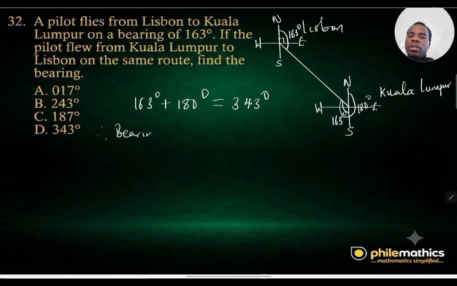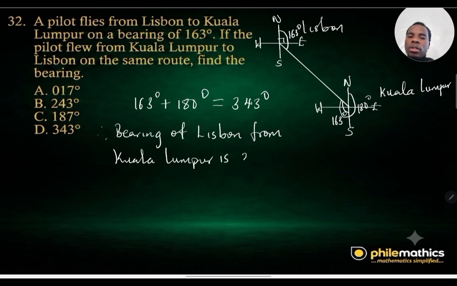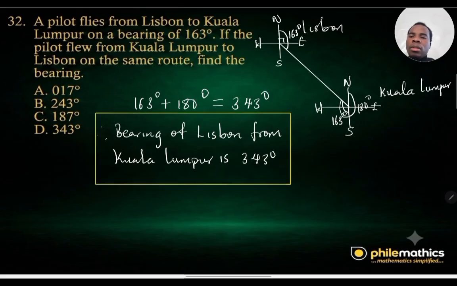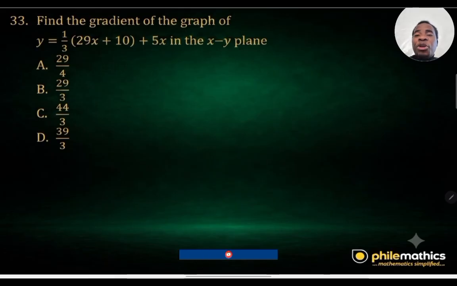Therefore, the bearing of Lisbon from Kuala Lumpur is 343 degrees. That gives us D. This is a question on gradient of a straight line.